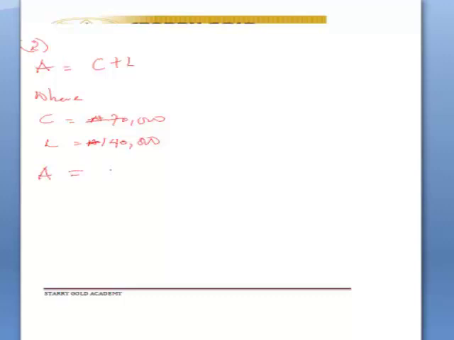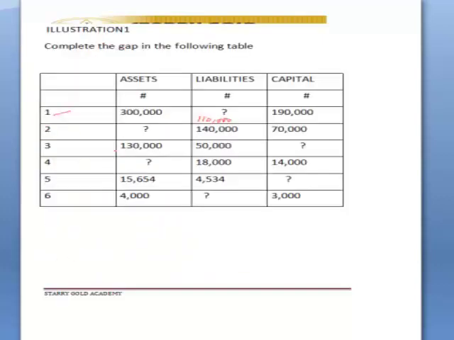So A equals 70,000 plus 140,000, and the asset will be 70 plus 140, that is 210,000. So A is 210.